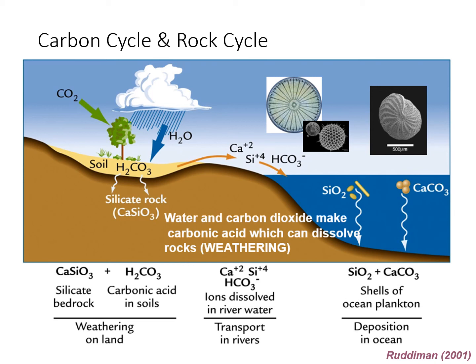Carbon dioxide and water in the atmosphere can form carbonic acid. This removes carbon dioxide from the atmosphere, and the acid dissolves rocks, releasing calcium and silica ions. This process is referred to as chemical weathering.